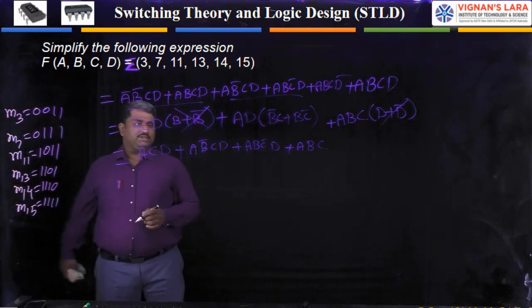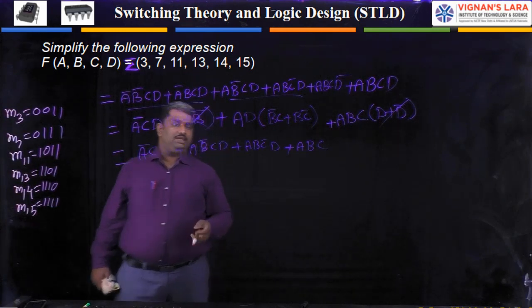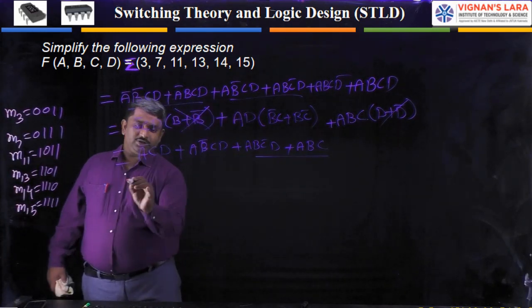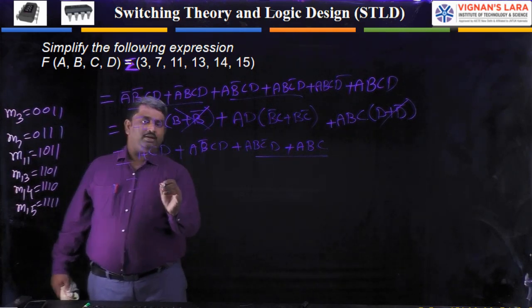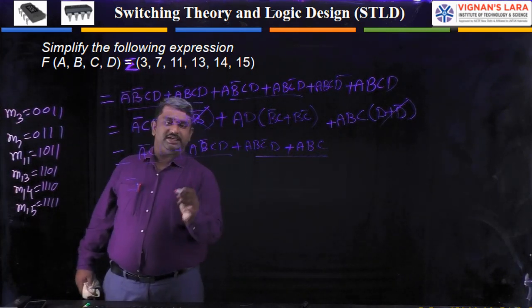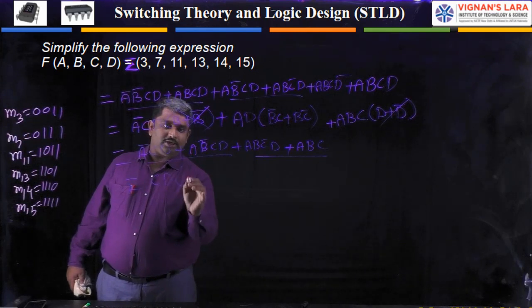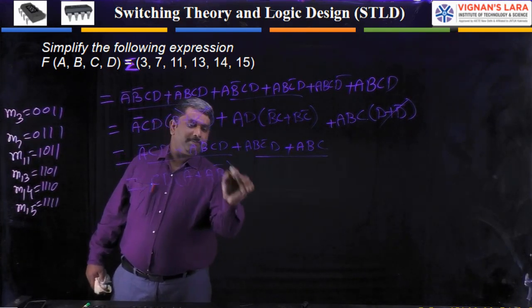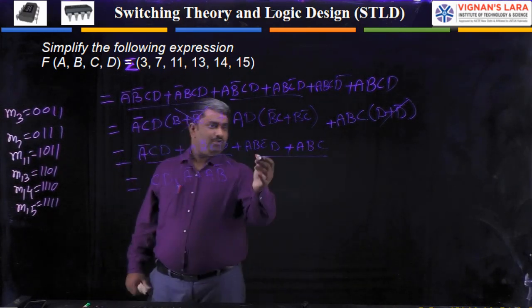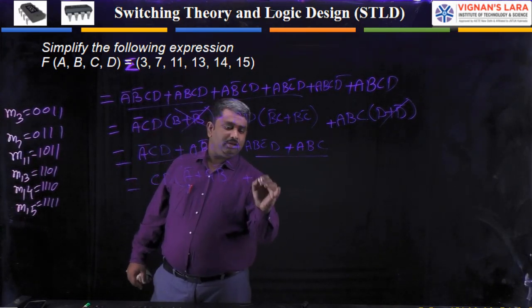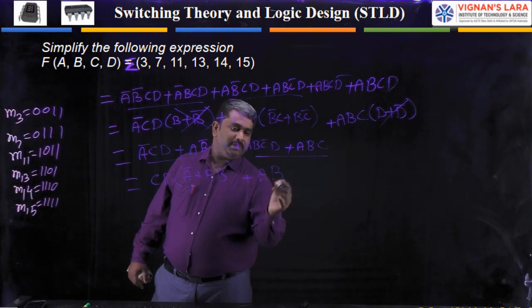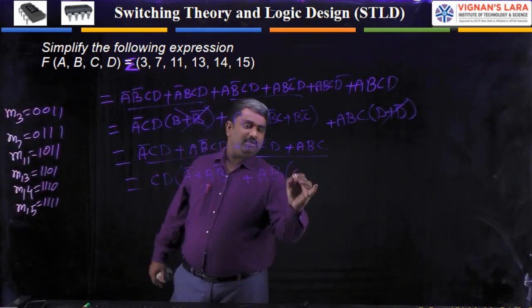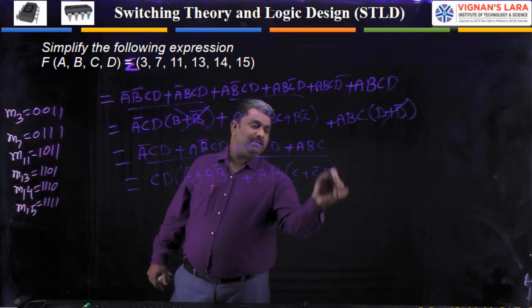Right. From this, is there any chance to take common? So see here, from these two we can take common AB. A bar CD is there, so from these two also we can take CD common. CD I have taken common, A bar plus A B bar. Next, from these two we can take common AB, and the remaining value is C plus C bar D.